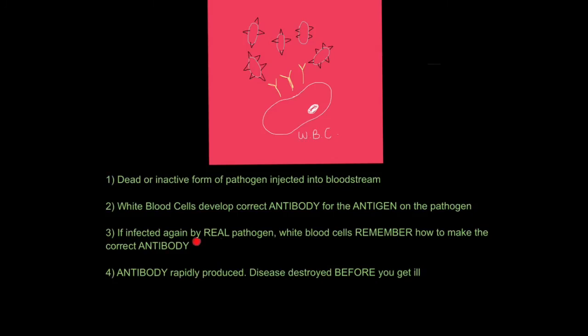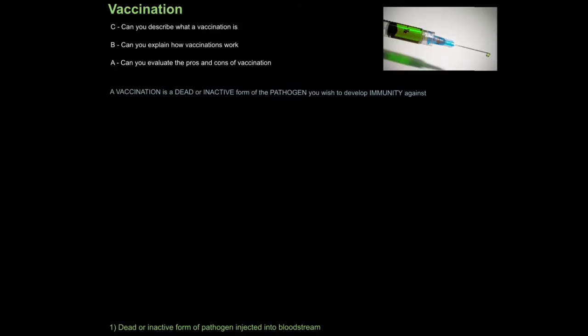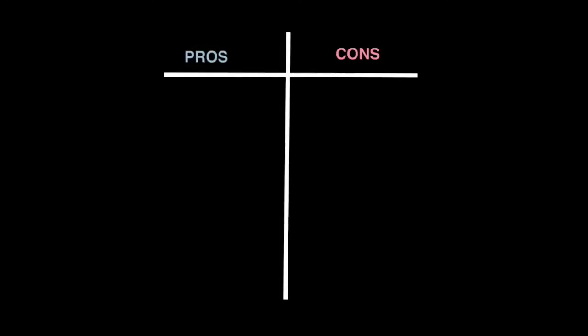So if you are infected again by the real pathogen, your white blood cells actually remember how to make the correct antibody. So the antibody gets rapidly reproduced, and then the disease is destroyed before you even have a chance to get ill. And that is how vaccinations work, and when you're in this state, you are said to be immune to a specific disease. So remember, a vaccination is a dead or inactive form of the disease, and that is aim 1. And now we can also explain how vaccinations work. So finally, let's evaluate the pros and the cons of any vaccination program.